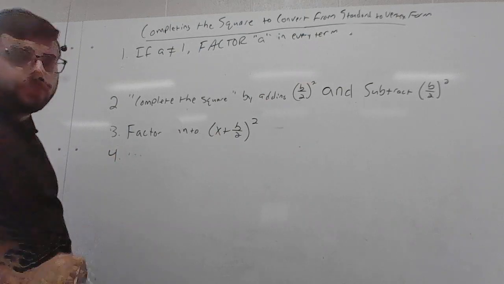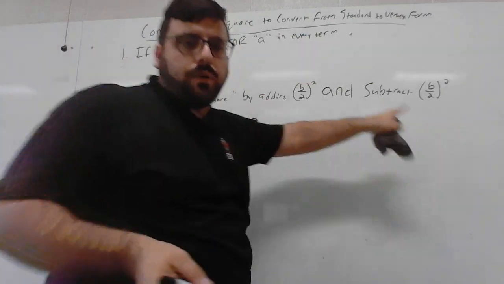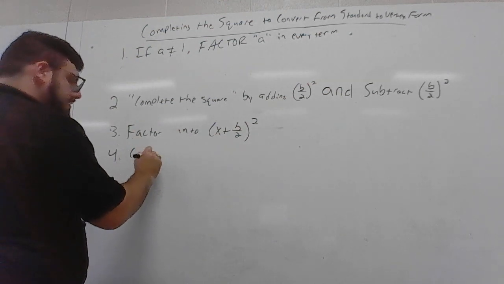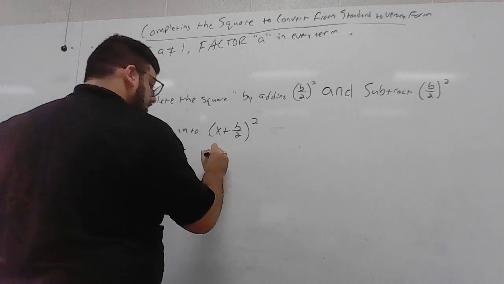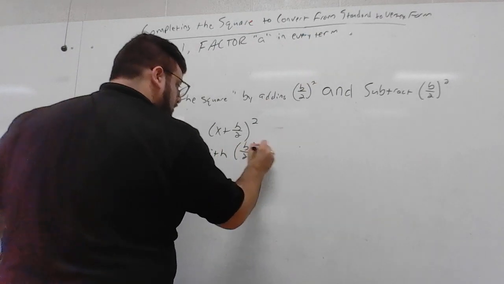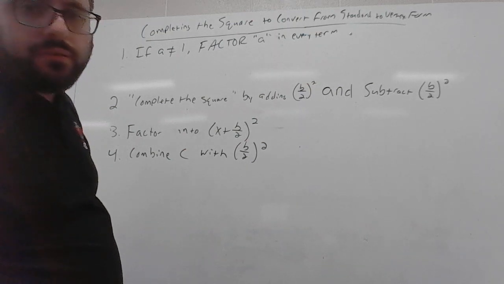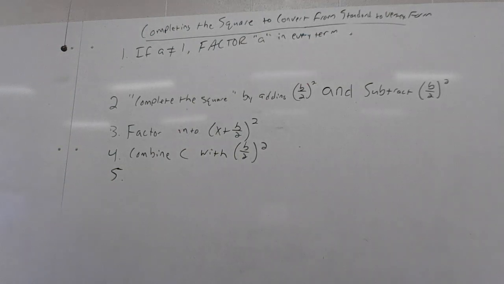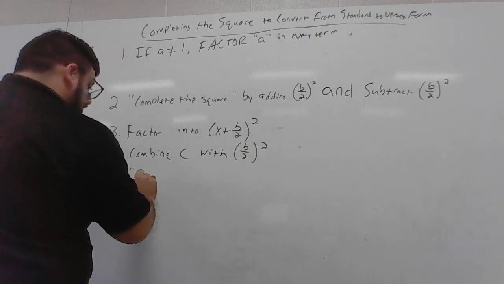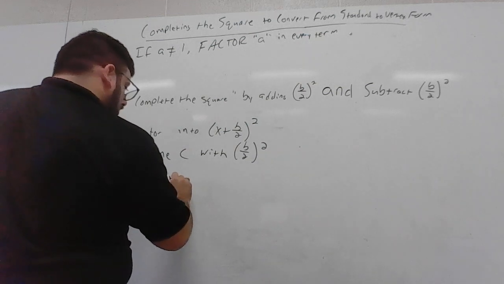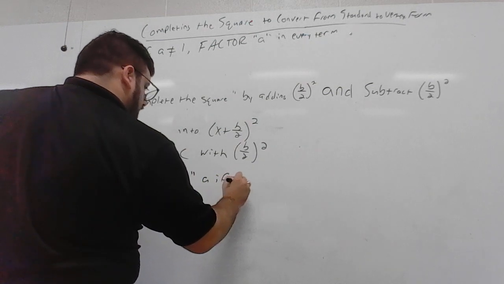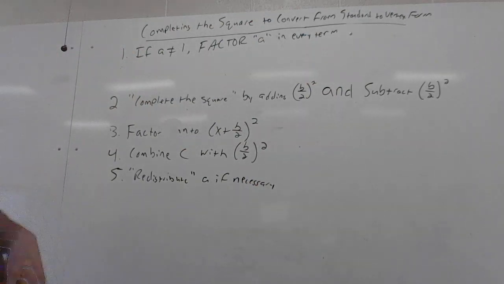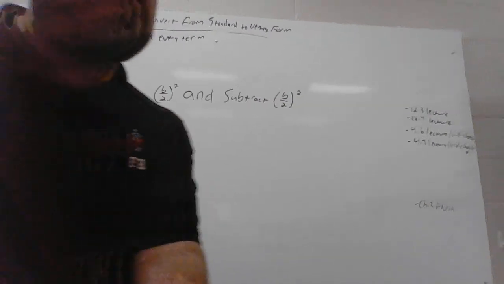Step 4, because you're subtracting b over 2 squared as well as adding it, what you do want is to combine whatever your c is with your b over 2 squared, combining those two terms. And then, if my a is no longer 1, we want to redistribute a if necessary. Okay. Now we'll do an example so that you can see this done in action.